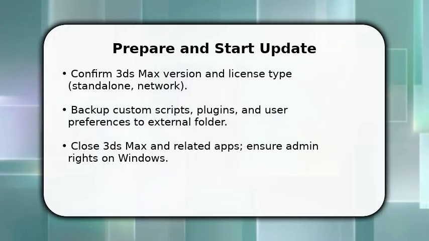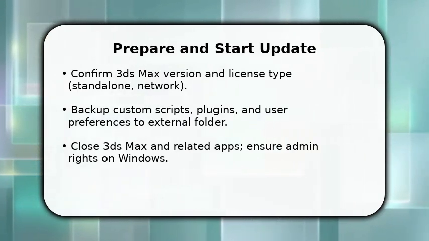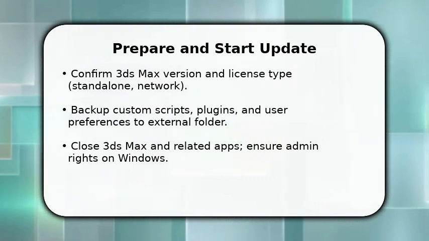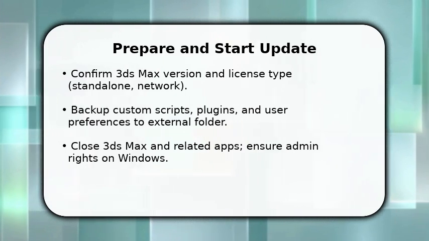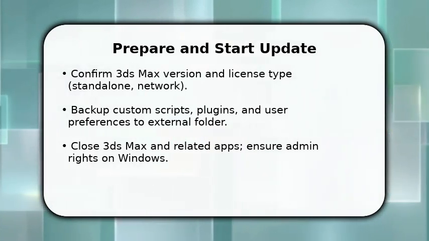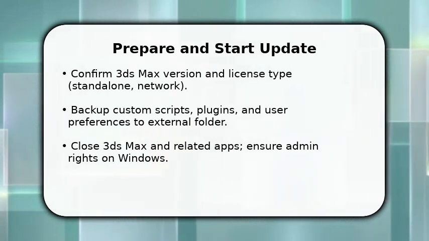You begin by checking which 3ds Max release you have and verifying your license. This determines the correct update file. Once done, backup custom scripts, plugins, and the UI prefs so you can restore settings if needed. Make sure 3ds Max is closed and you're running with administrator privileges on Windows. That avoids permission errors during installation.